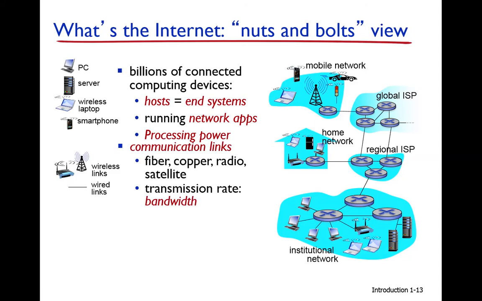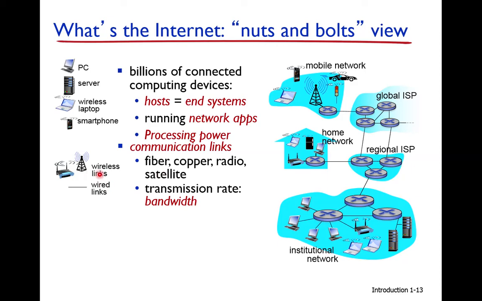The next thing is that these computing devices are connected with each other through communication links. These communication links can be fiber cable, fiber link, or copper wire. It can be radio, for example wireless links. For a wireless link, we can have a base station or a wireless router, and this is the wired link. And it can be a satellite link, a wireless satellite link.